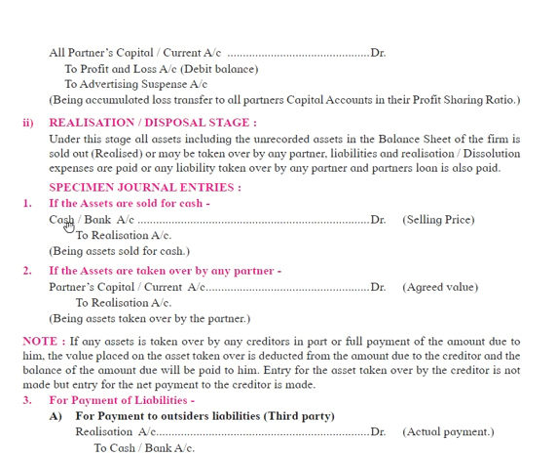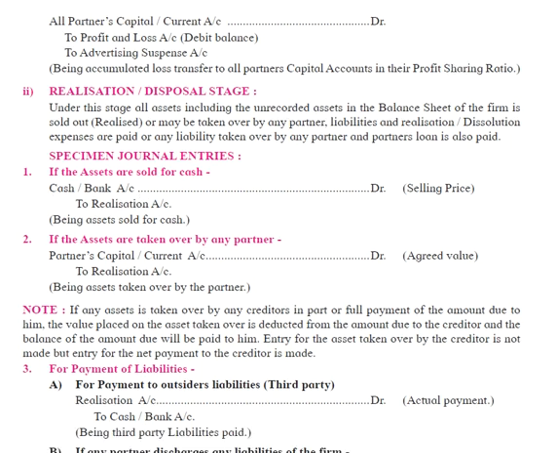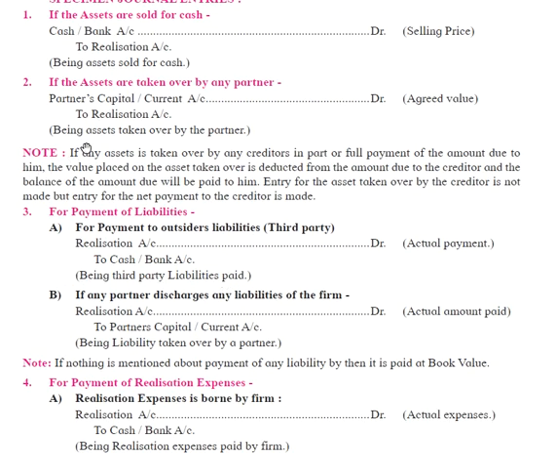If the assets are sold for cash: cash or bank account debit to realization account, being assets sold for cash. The second one is if assets are taken over by any partner: partner's capital account or current account debit to realization account. And if any asset is taken over by a creditor in part or full payment of the amount due to him, the value placed on the asset taken over is deducted from the amount due to the creditor and the balance of the amount due will be paid to him.